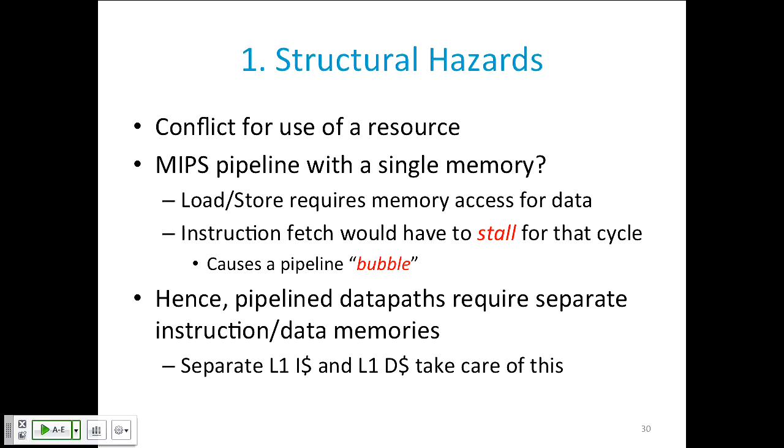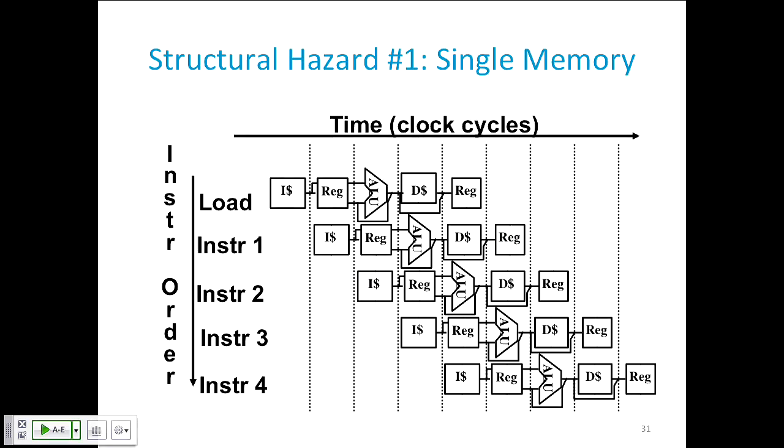If that happened, then you'd have to stall the instruction fetch. You would have to wait for the older instruction, the load or store, to finish using the memory, and you just have to wait a cycle, and we'd insert a stall or a bubble. And we'll look at that in this example here.